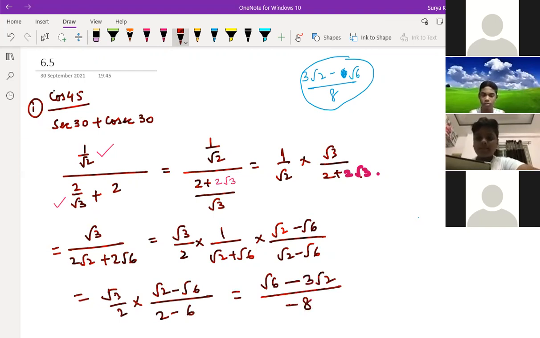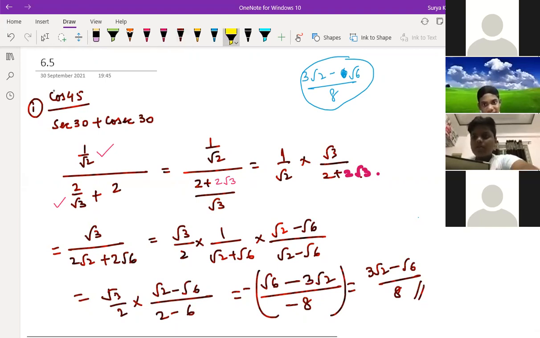If you want to change the sign, multiply both up and down with minus. So we'll get 3 root 2 minus root 6 divided by 8. Is it clear? Yes, sir. So we made a mistake here, in the LCM.